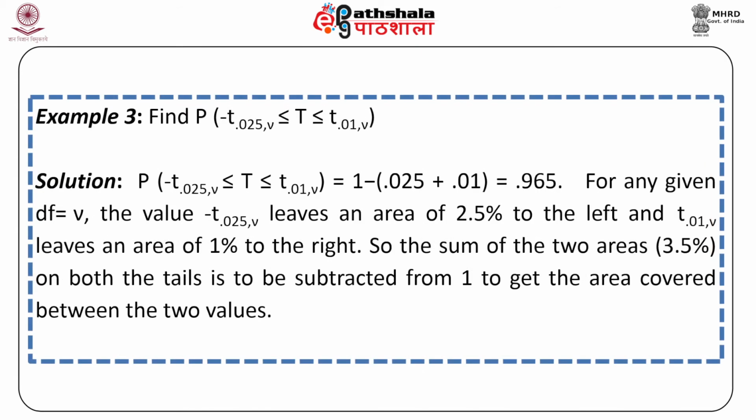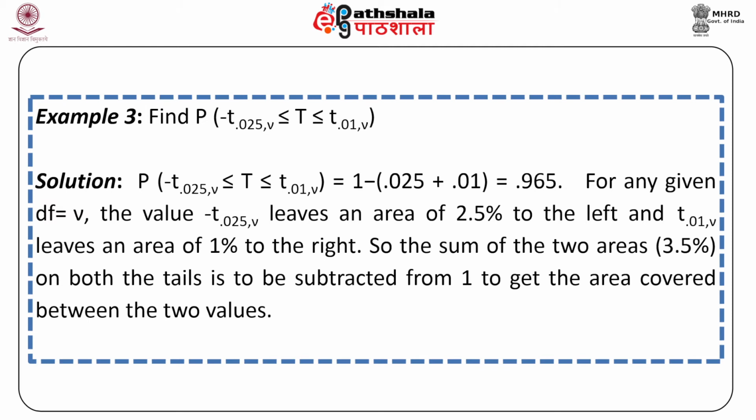We can have another example for better clarification, and let us try now to find the probability that t is between two limits, and let's say it is greater than or equal to t 0.025 for degrees of freedom nu and less than or equal to t 0.01 for the same degrees of freedom nu. So what is the solution?